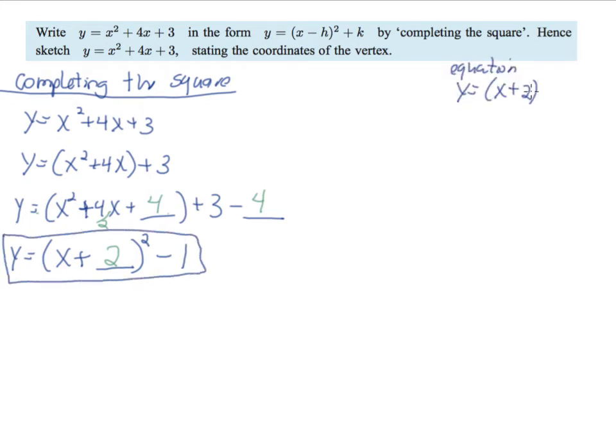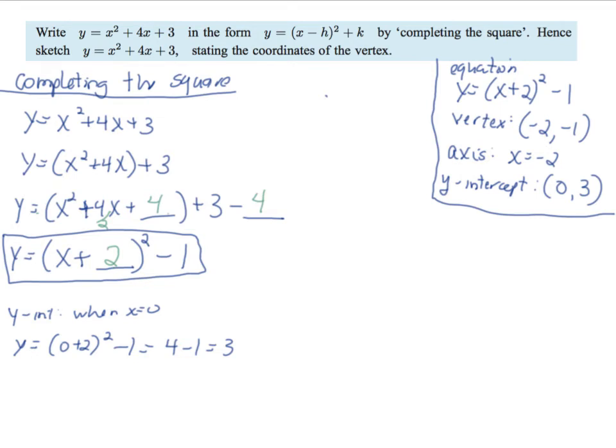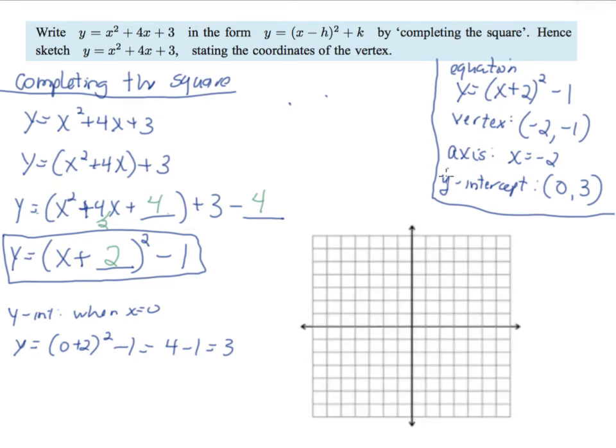Find the vertex. Remember, vertex is (h, k). So in this case, my vertex would be (-2, -1). Now identify my axis of symmetry, which is x equals -2. For my y-intercept, I replace x with 0, so the y-intercept occurs when x is 0. And I end up that my y-intercept is (0, 3). This is enough information to sketch the graph.